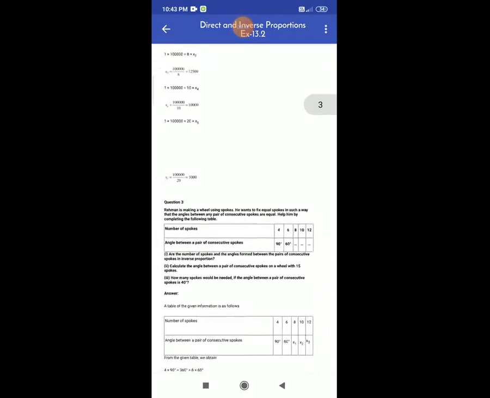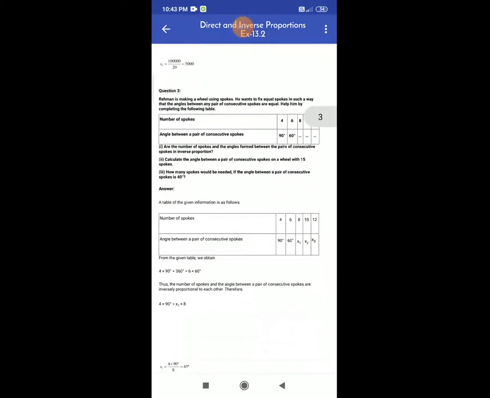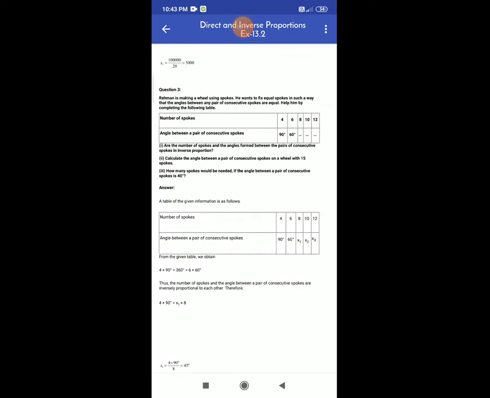Now, question number 3. Rahman is making a wheel using spokes. He wants to fix equal spokes in such a way that the angles between any pair of consecutive spokes are equal. Help him by completing the following table. Number of spokes are 4, 6, 8, 10 and 12. Angles between a pair of consecutive spokes are 90, 60, dash, dash and dash.